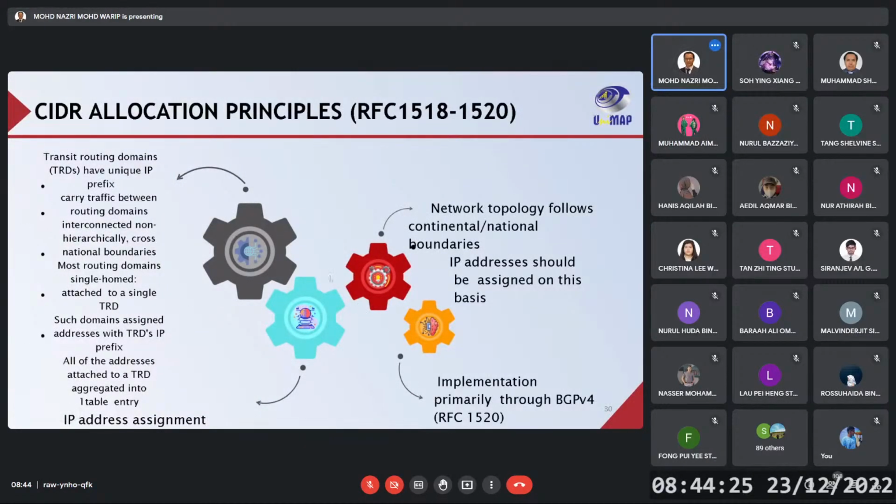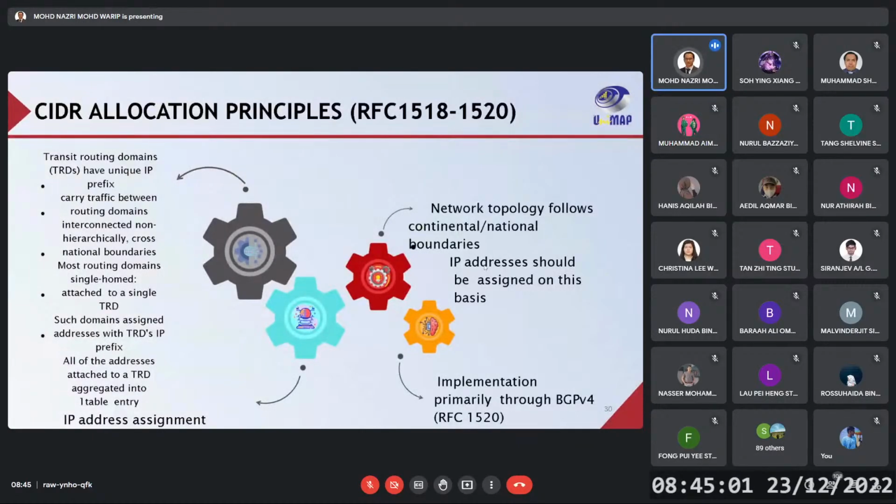Right. And then what are the principles? Network topology follows continental or national boundaries. Normally, with this CIDR, the network topology follows the continental boundary, for example Asia, Europe, Northern America. Or probably based on the country, like Malaysia, Thailand, Singapore, Indonesia. IP addresses should be assigned on this basis.